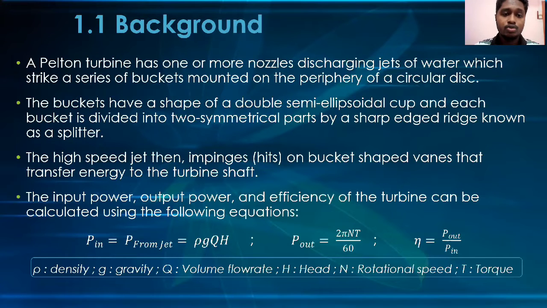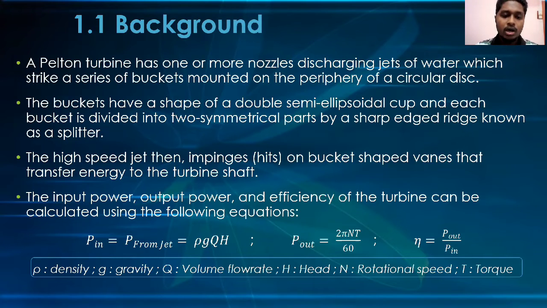A Pelton turbine has one or more nozzles discharging jets of water which strike a series of buckets mounted on the periphery of a circular disc. The buckets have a shape of a double semi-ellipsoidal cup and each bucket is divided into two symmetrical parts by a sharp edge ridge known as a splitter. The high-speed jet then impinges on bucket-shaped vanes that transfer energy to the turbine shaft.